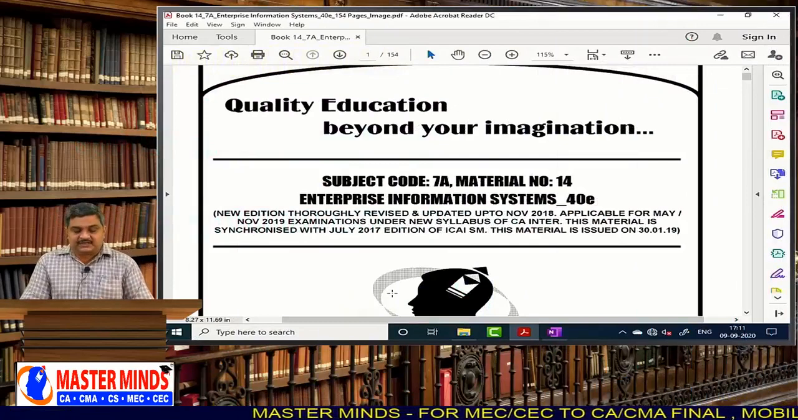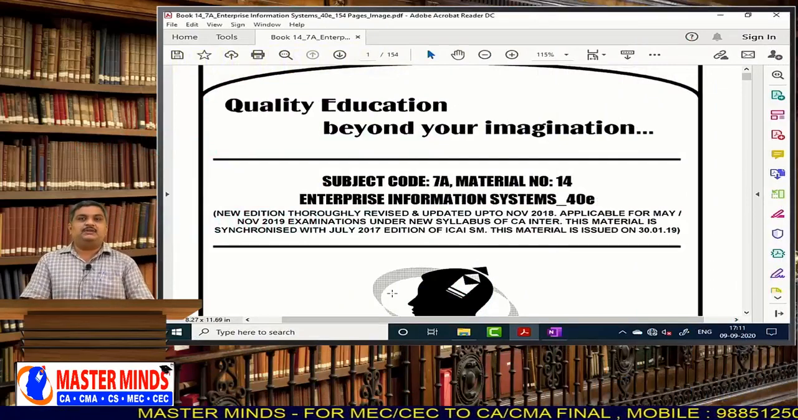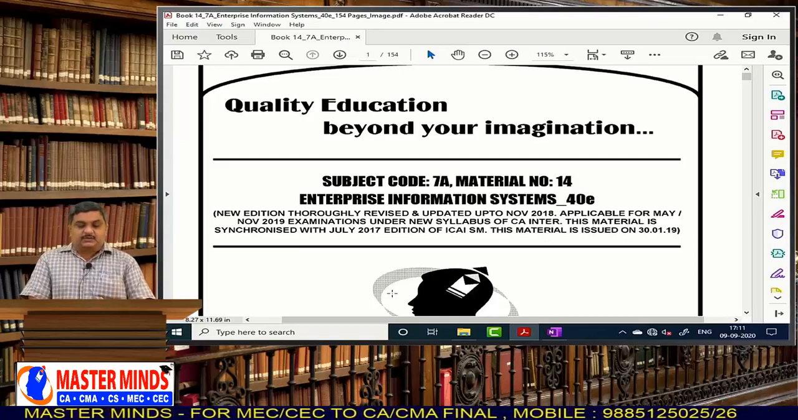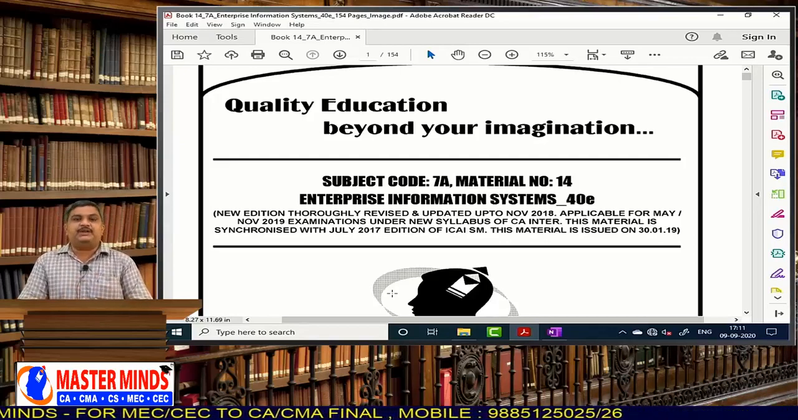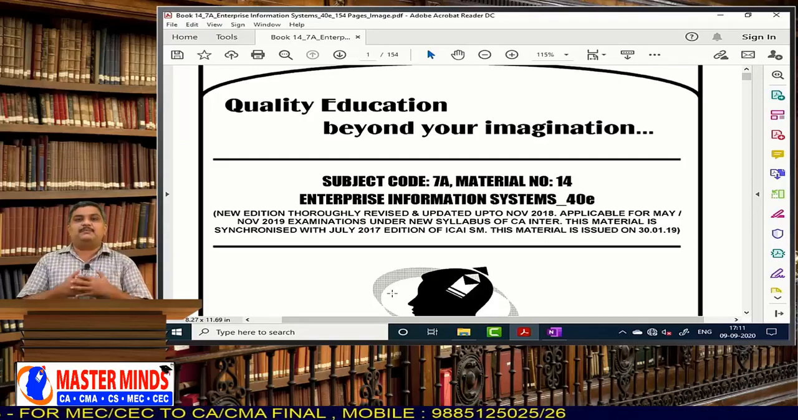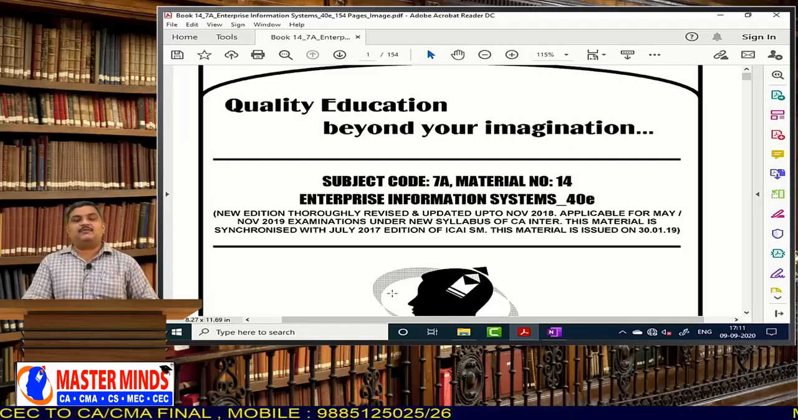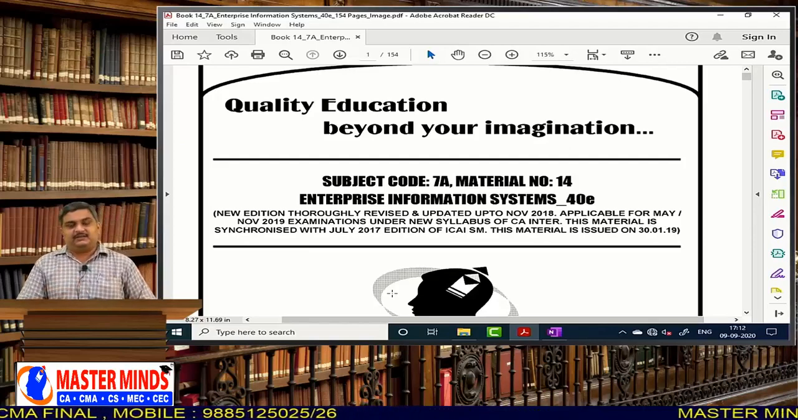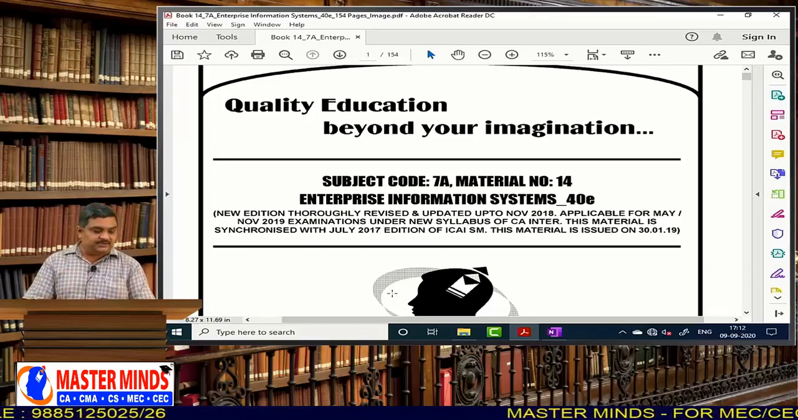We will start the subject of Enterprise Information System in the Rapid Revision batch. Before going to the subject, we need to understand the purpose and importance of the subject. This Enterprise Information System is a part of paper 7. It is paper 7A, Enterprise Information System, along with Strategic Management.